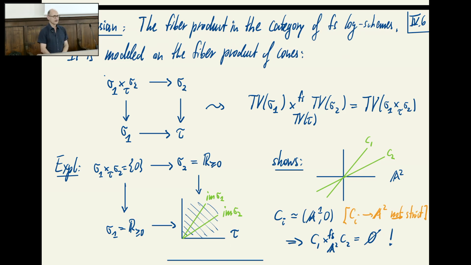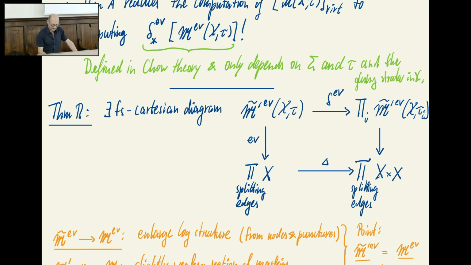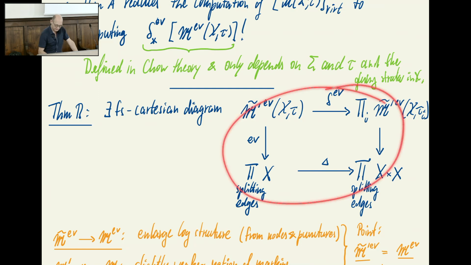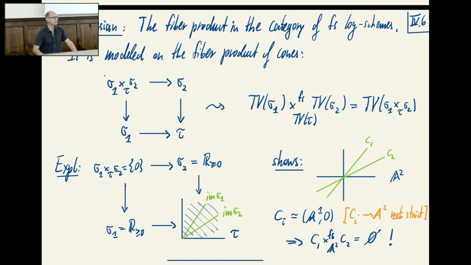Okay? How does one understand this? You could kind of blow up this point and take the strict transforms, and then you see they are disjoint. And the FS fiber product is compatible with these kind of base changes. Okay, so it is a good fiber product for these things. Of course, it makes computing that thing here slightly more tricky. Are there questions to this FS fiber product?